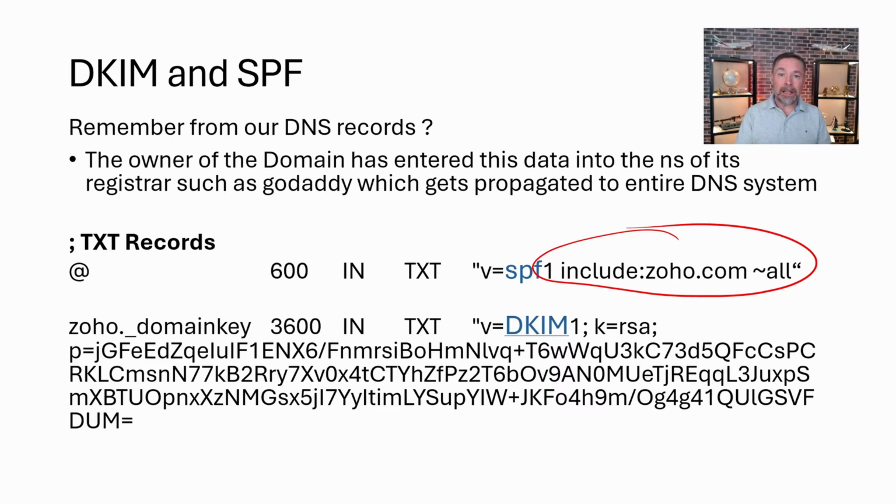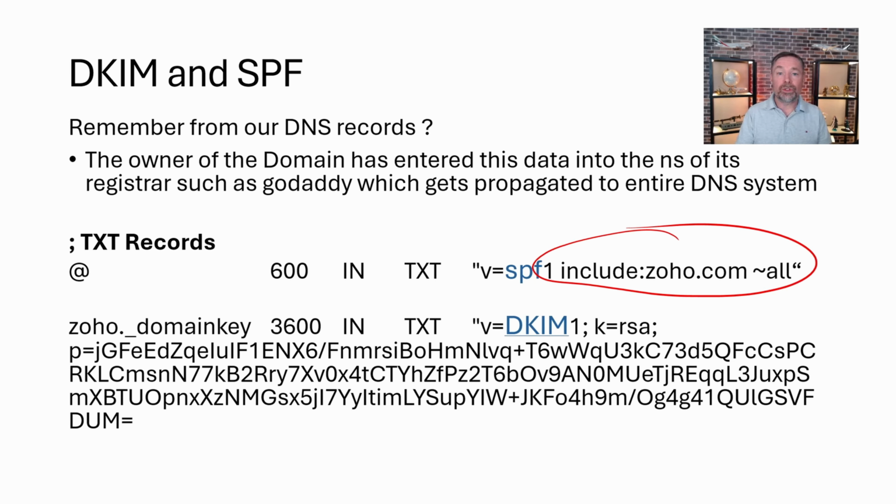If an email comes to you and it purports to come from CyberIrishman.com, when we look at the chain of servers that email has gone through to get to its destination, the very first server it should have left from should be one of the Zoho servers. That is our SPF.